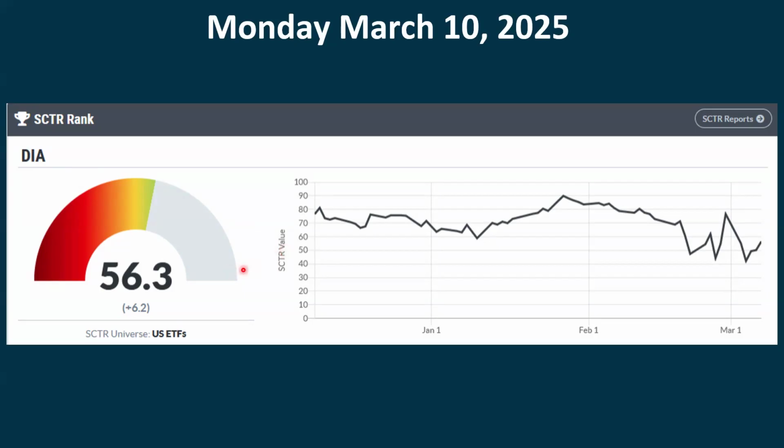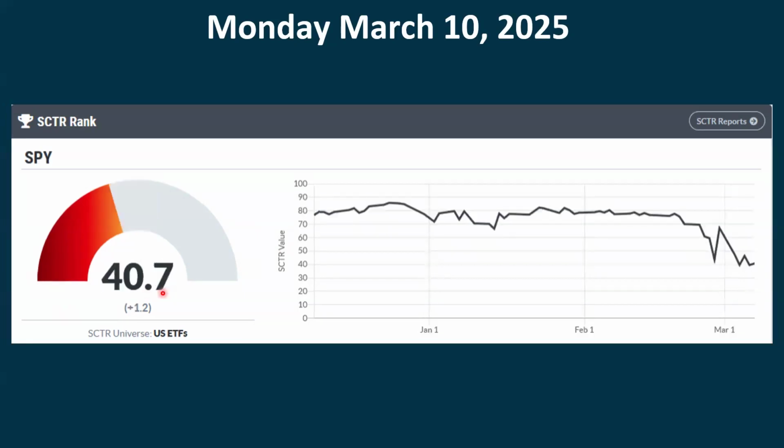Well, first place this week is the Dow, which hasn't been doing all that great, but it's been holding up better than other indexes as we've been going down. So it's coming in first place now at 56.3. In second place is the S&P 500, and that's where I focus everything.